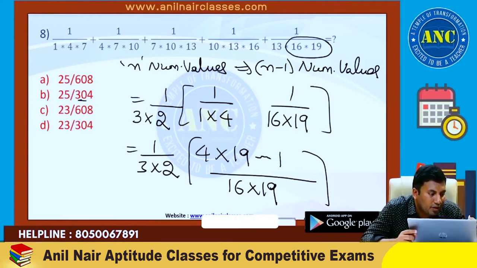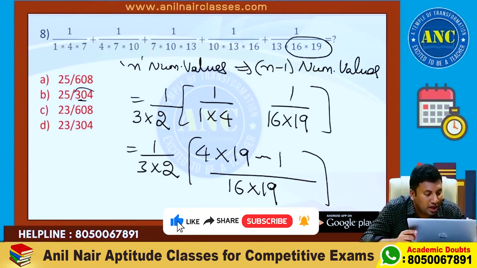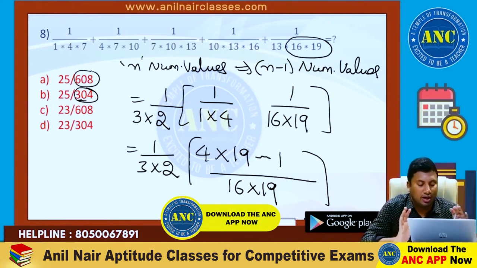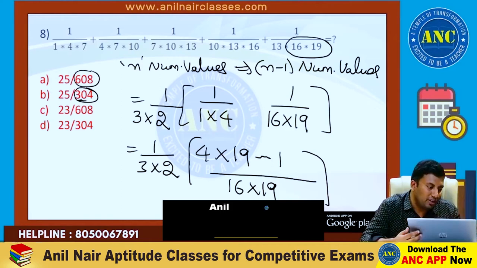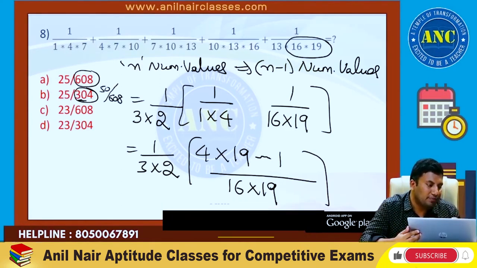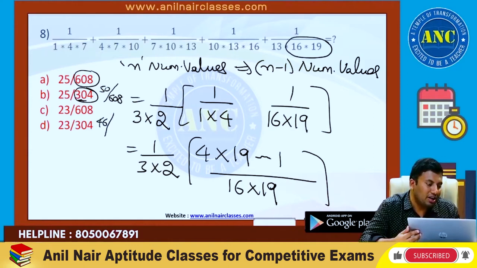19s are 19, 114, 304. These are divisible. And this is also divisible. So all the options are divisible. So this is one method. Another method. What you can do is 25/608. This is nothing but 50/608. This is nothing but 46/608.